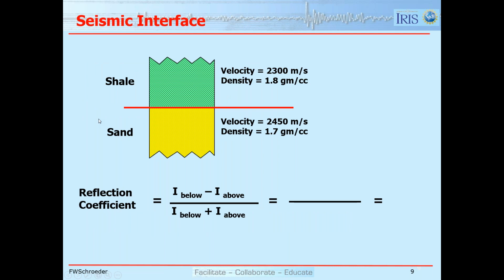So here we have an example of an interface. We have shale sitting on top of sand. The shale has a velocity of 2,300 meters per second and density 1.8. The sand has a slightly higher velocity and a slightly lower density. There's a reflection coefficient equation. The reflection coefficient is the impedance below minus the impedance above the boundary, divided by the sum of the impedance below plus the impedance above. The reflection coefficient tells me how much of the energy reaching that interface would be reflected back up towards the surface.